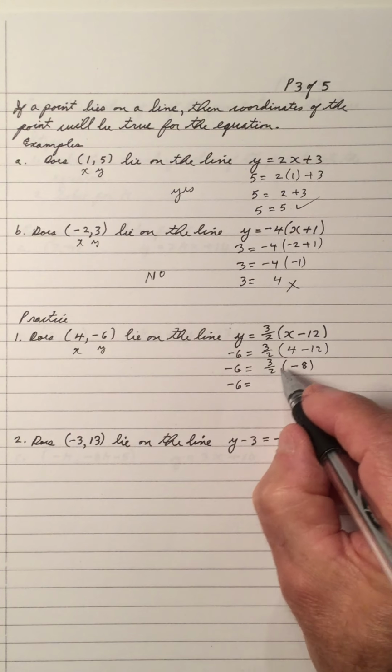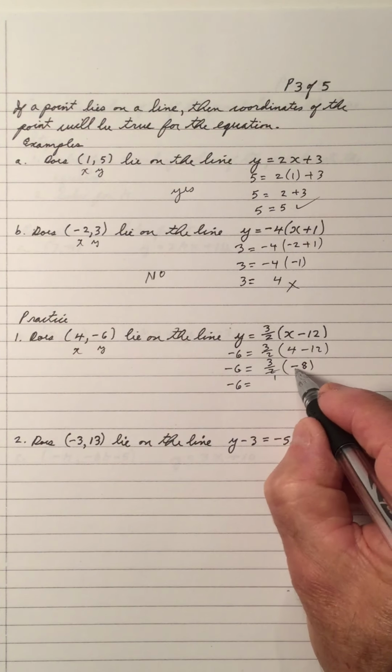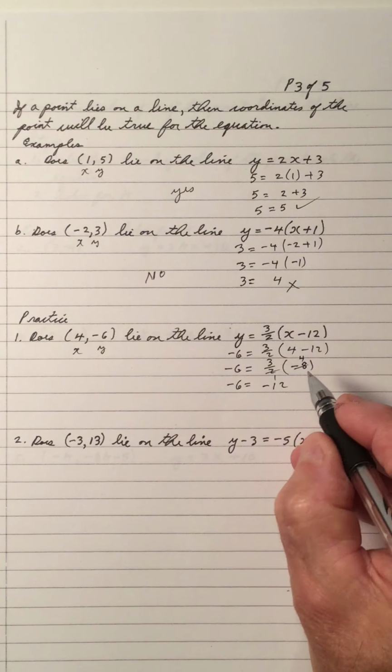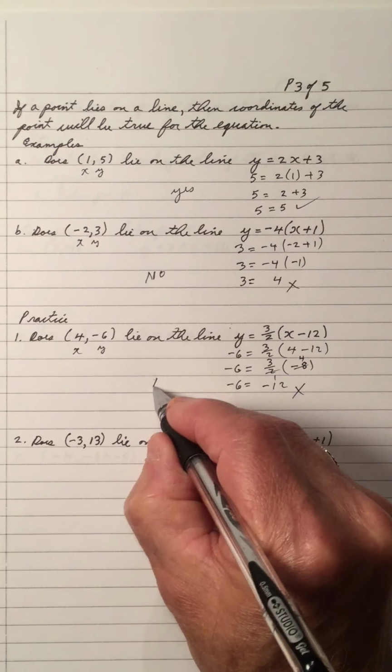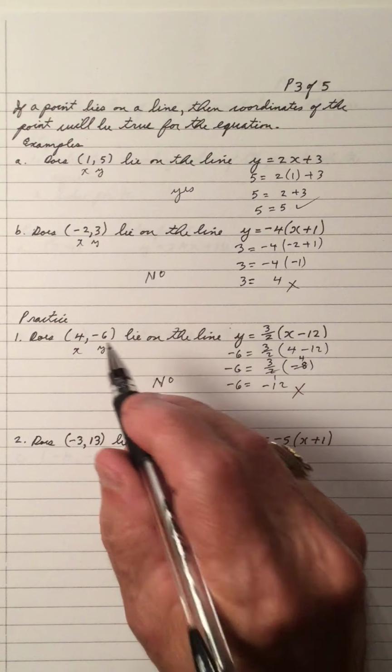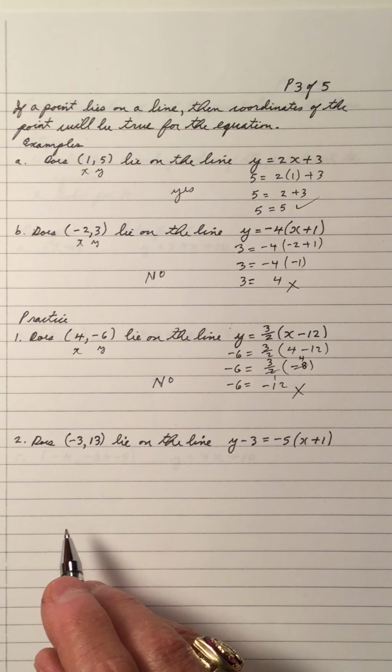Negative 6 is okay. 2 into negative 8 goes negative 4. So that gives me negative 12. And that's not true. So does it lie on the line? No. That line, when you graph it, will not pass through this point.